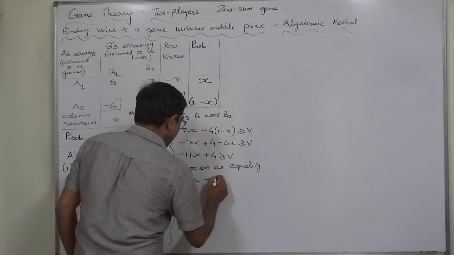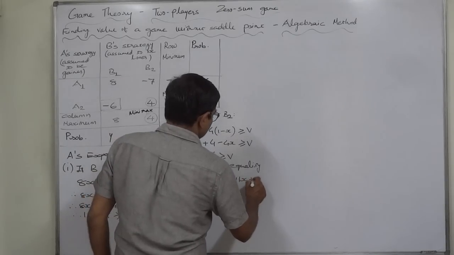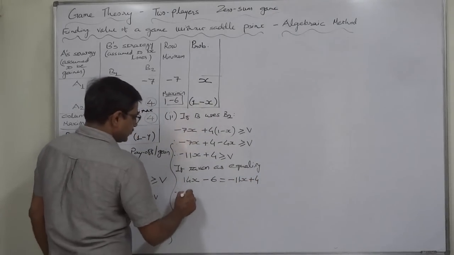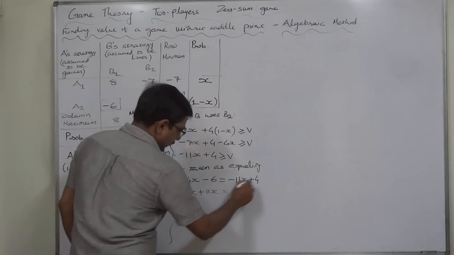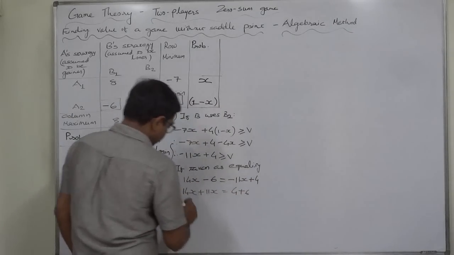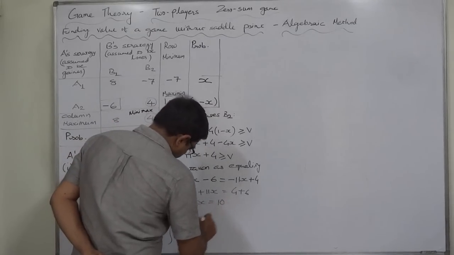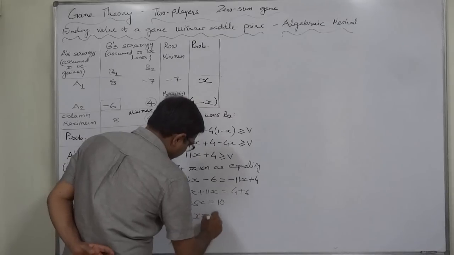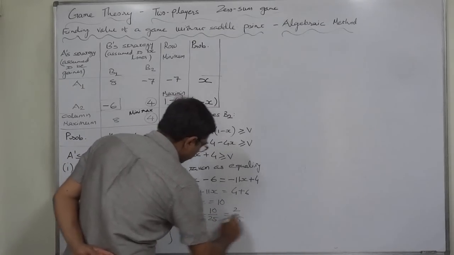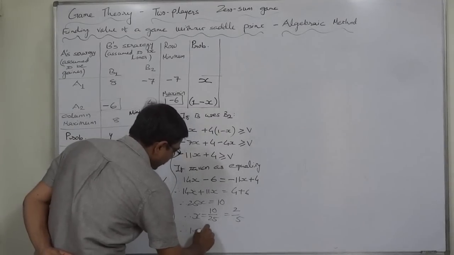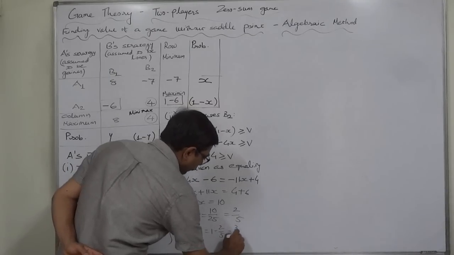14x minus 6 equals minus 11x plus 4. That means 14x plus 11x equals 4 plus 6. That means 25x equals 10. Therefore, x equals 10 by 25, that is 2 by 5, and therefore 1 minus x equals 1 minus 2 by 5 equals 3 by 5.